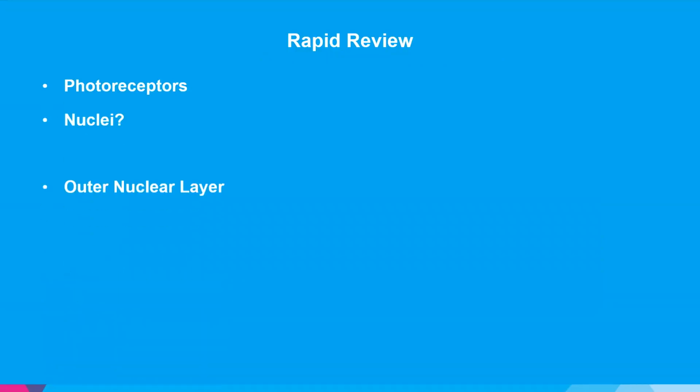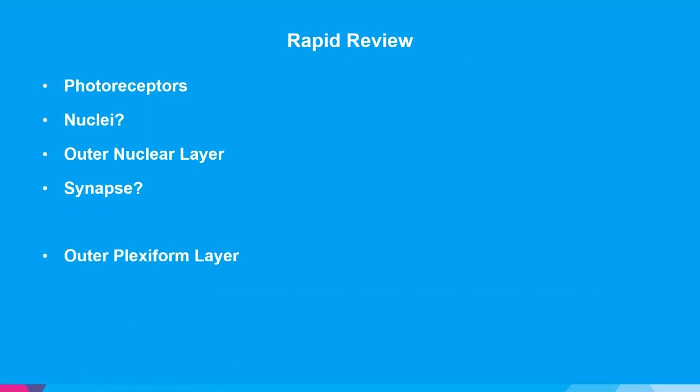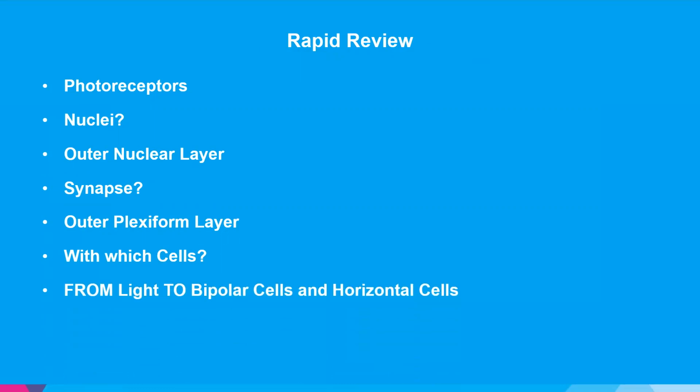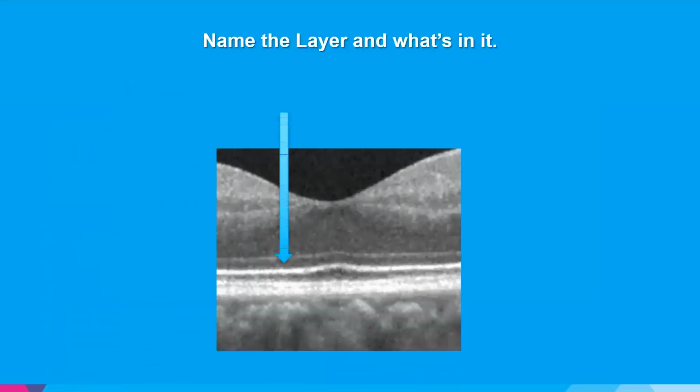Photoreceptors, where are their nuclei? Outer nuclear layer. Synapse where? In the outer plexiform layer. Yep. And then with who? With bipolar cells. Bipolar cells and horizontal cells, right? But you're exactly right. Okay.